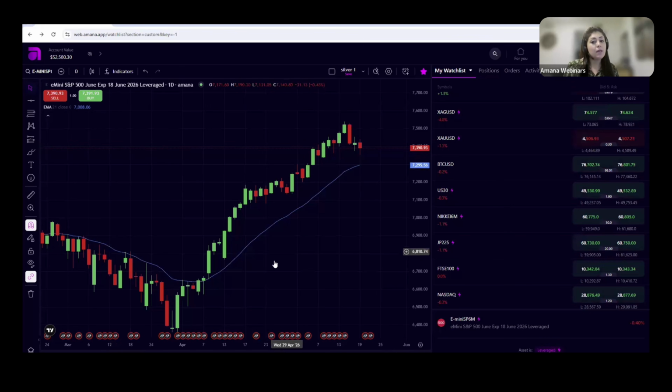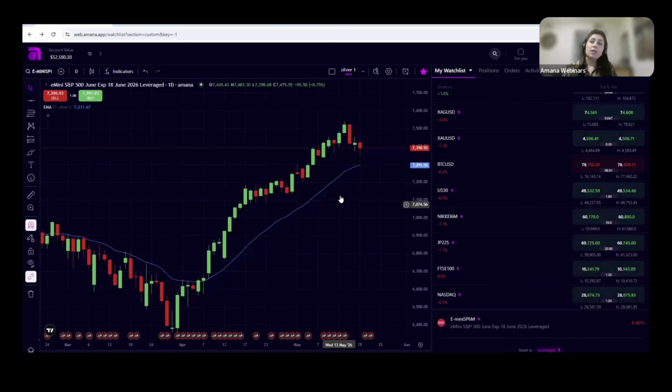Whether simple or exponential, I like to use the EMA, the exponential moving average, more than the simple moving average, because the difference between them is that the exponential moving average gives more weight to the more recent days and less weight to more past data. So the more recent days get more weight.